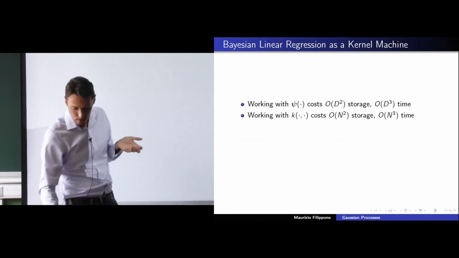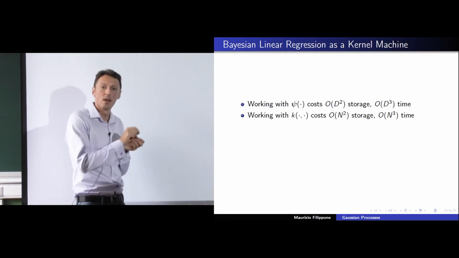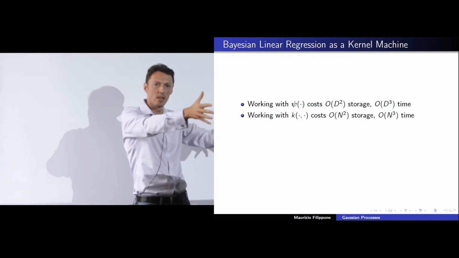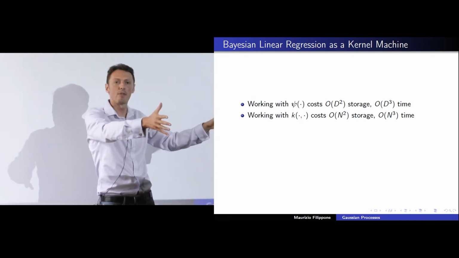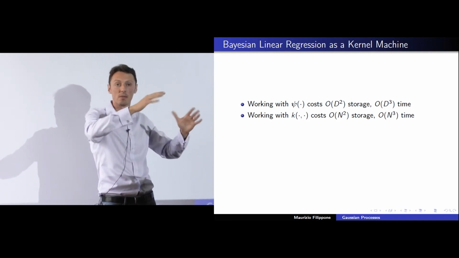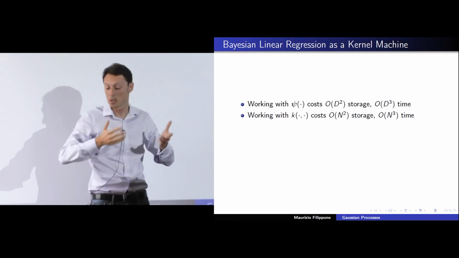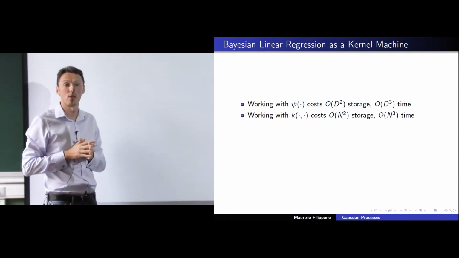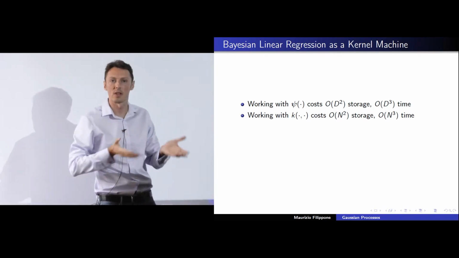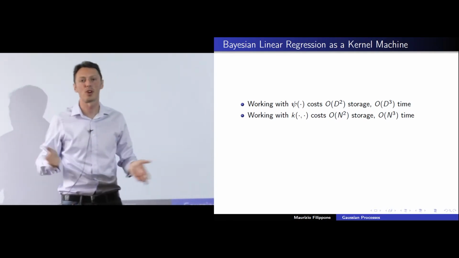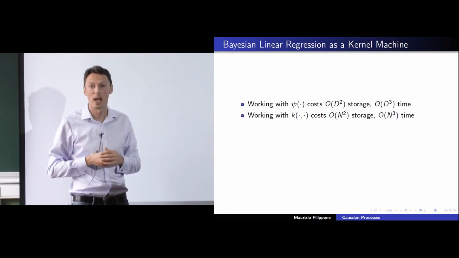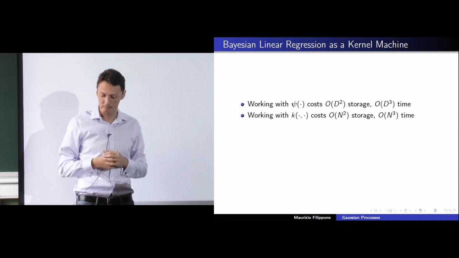Why is this useful? Well, if I work with psi, then what I'm doing is mapping into a large d-dimensional space, and then I have to do this inversion of phi transpose phi to obtain the covariance. This is going to cost me order d cubed time, because inversions need Cholesky factorizations, or even Gauss-Jordan, which you shouldn't do, and this is order d cubed. And you need to store this d by d matrix.